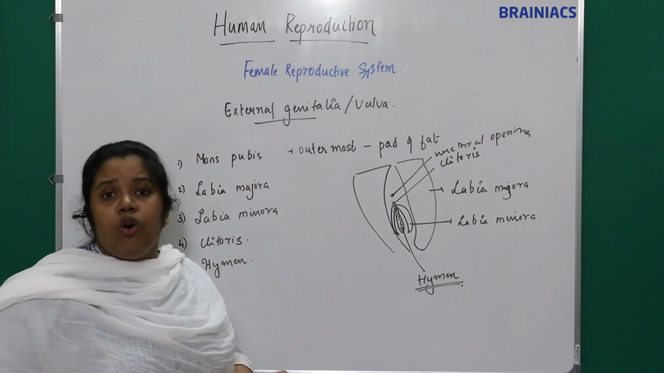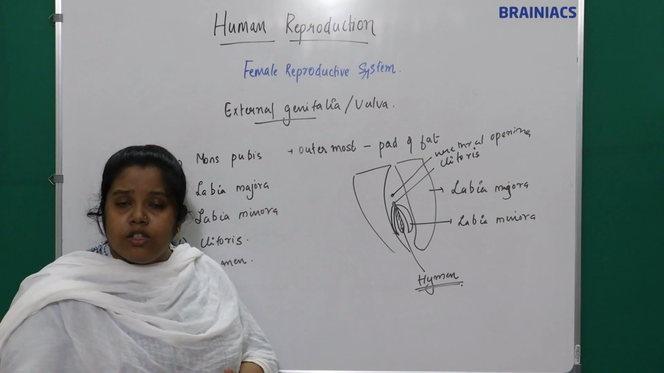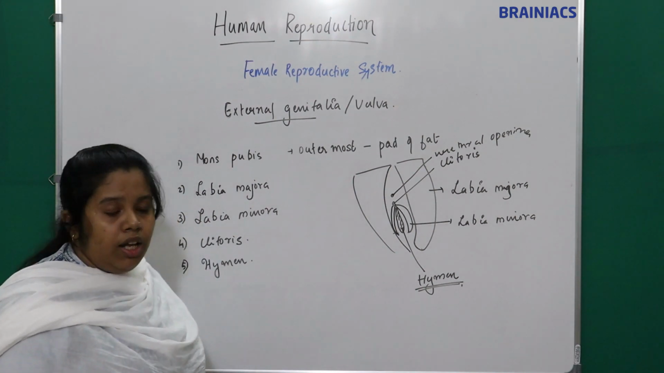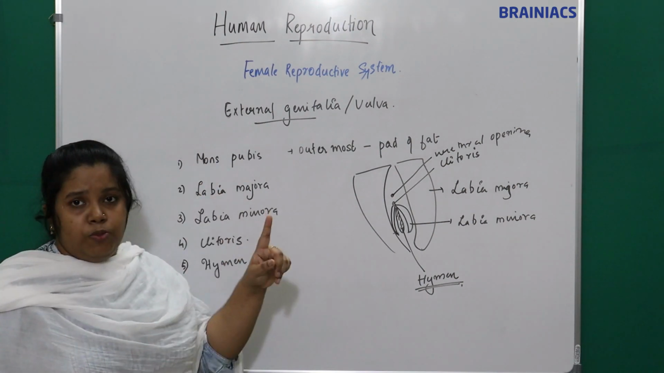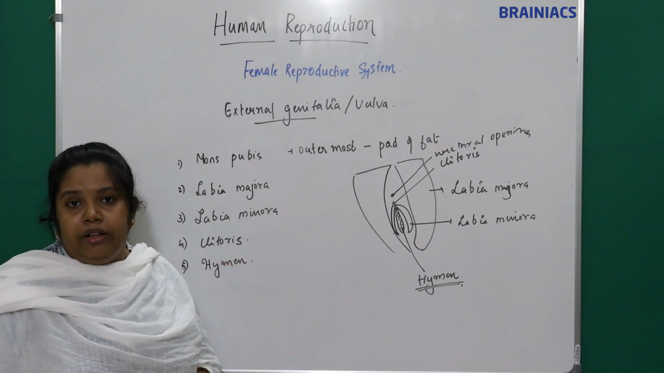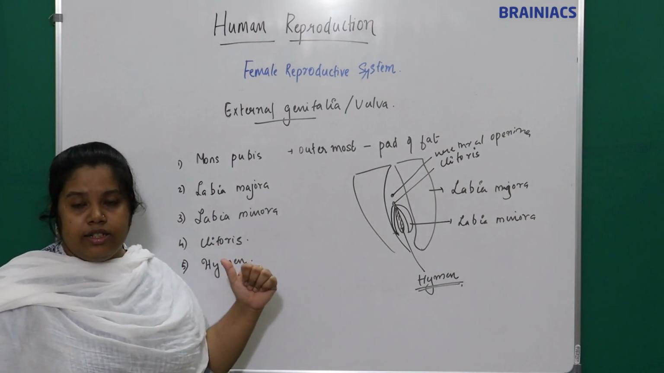genitalia doesn't have any role in fertilization, gametogenesis, pregnancy, childbirth, or anything like that. So these are the parts: mons pubis, labia majora, labia minora, clitoris, and hymen. Okay, understand the external genitalia.